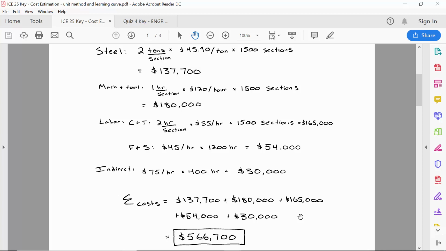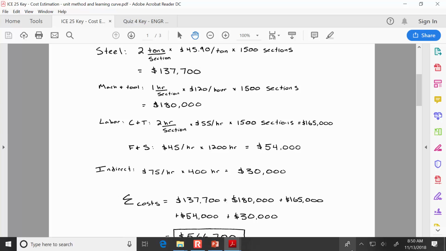So anybody else get 566,700? Yeah? All right. Good. Based on how much time we've got left, I want to make sure that we leave enough time for the learning curve that we're going to do.